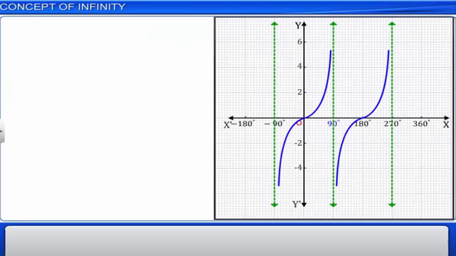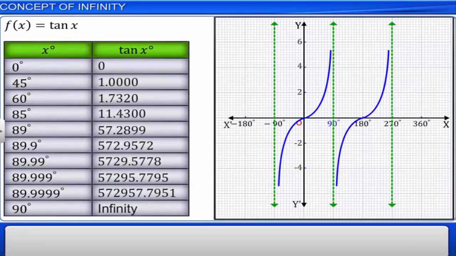Let us now consider another function. F of x is equal to tan x. The table here shows the values of tan x for different values of x close to 90 degrees from its left side. It is clear from the table that the value of tan x increases largely when the value of x approaches close to 90 degrees.